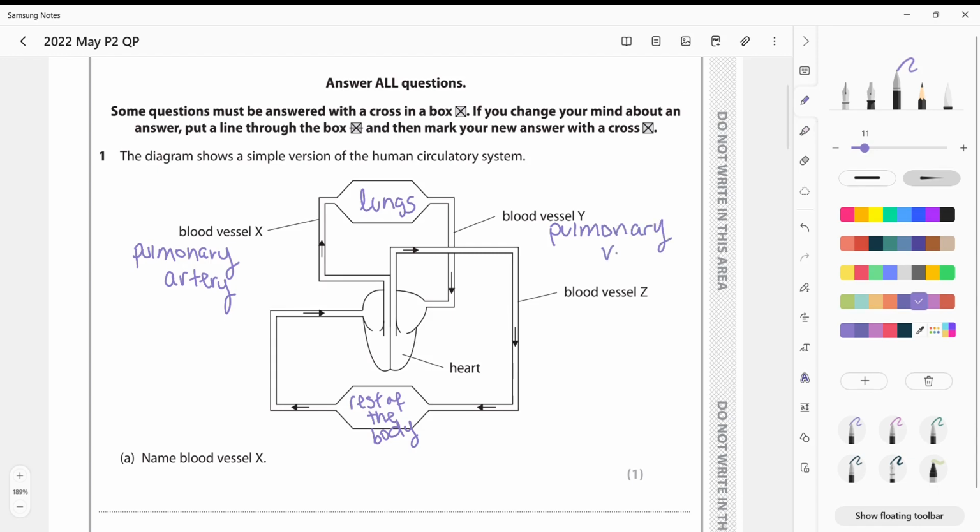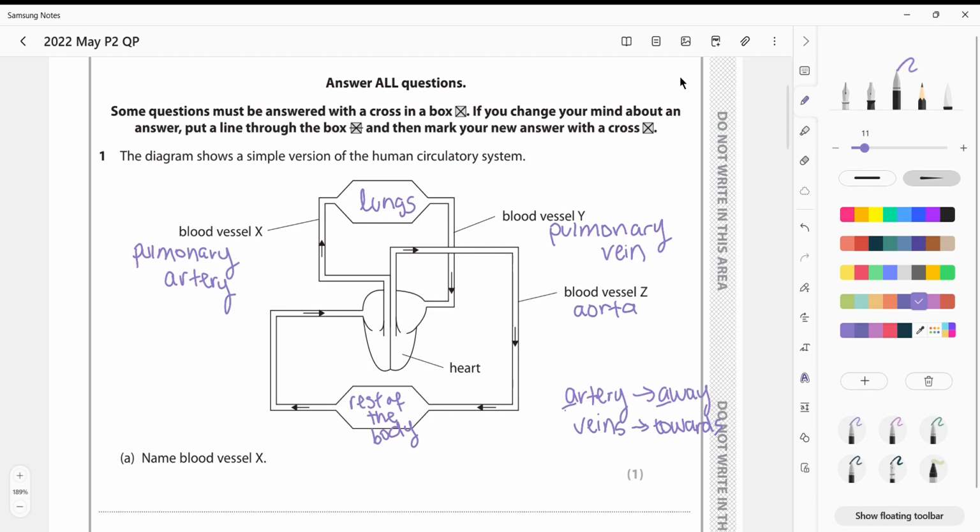Pulmonary vein. All right, one thing to note is that arteries would transport blood away from the heart, and veins transport blood towards the heart. And a simple way to remember this is artery starts with the letter A, and away starts with the letter A as well. Now, blood vessel Z over here is pumping blood to the rest of the body, and this is the aorta. So the aorta is the largest artery that we have.